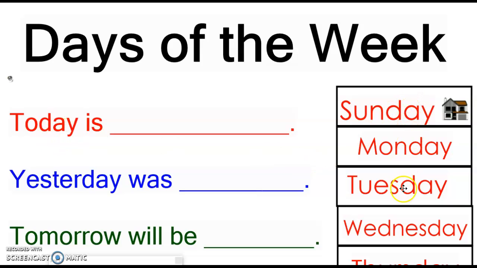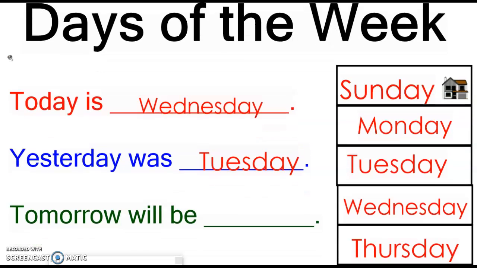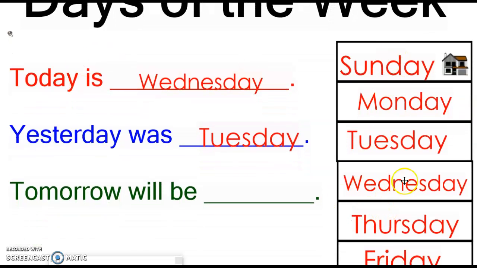Today is, come down here and find Wednesday. Today is Wednesday, yesterday was Tuesday. If today is Wednesday, tomorrow will be Thursday. Okay, let's read it all together. Today is Wednesday. Yesterday was Tuesday. Tomorrow will be Thursday.